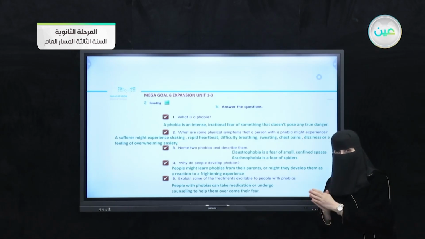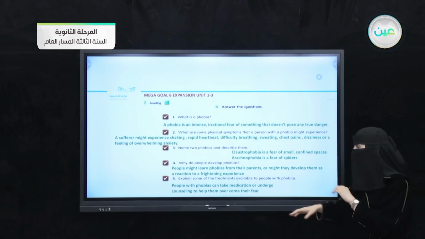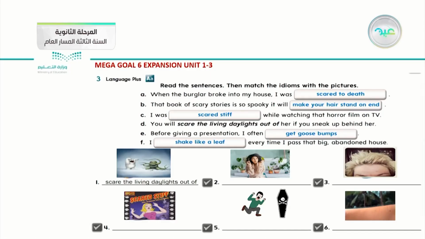Okay, as normally after every reading passage we have vocabulary or synonyms. We want to rearrange them, or see what is the right definition for each. Let me move to the second question. The second question is language plus. Read the sentence, then match the idioms with the pictures. They give you some idioms for the pictures, and you should decide which one is right with the picture down here.